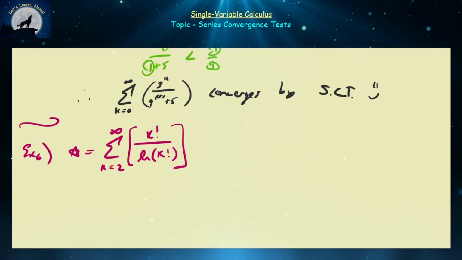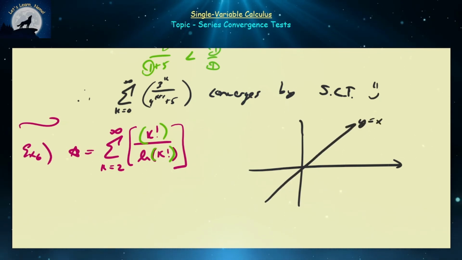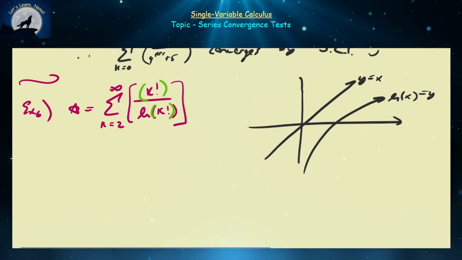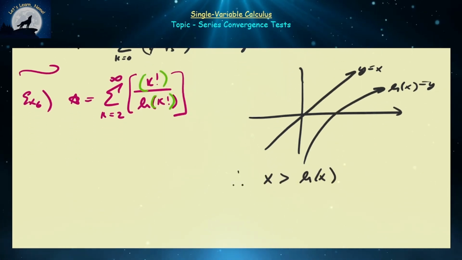The first thing I see when I look at this is I have something divided by the natural log of something, where those somethings are the same, obviously. So if I look at, for example, those two graphs, y equals something, and the natural log of something, notice that the natural log of something is always strictly less than y equals something. So we can clearly see that x is bigger than the natural log of x. And that's obviously true for all x in the set of real numbers that are strictly greater than 0.